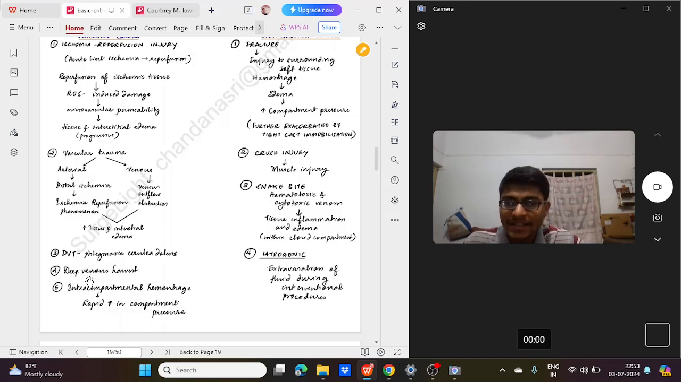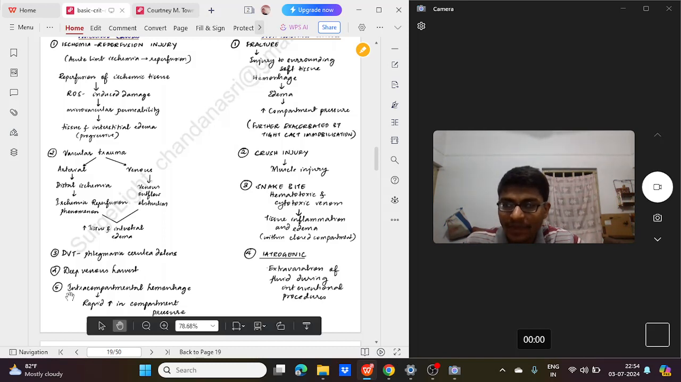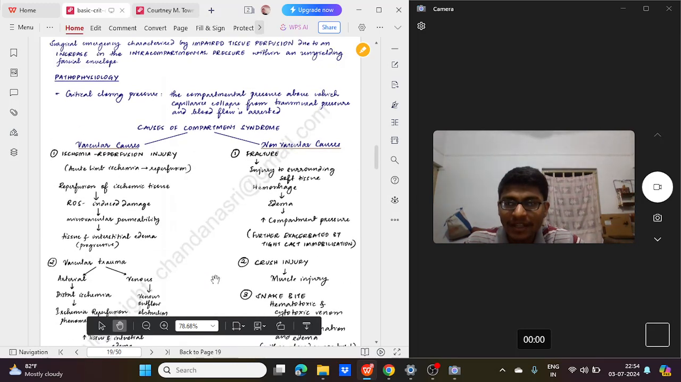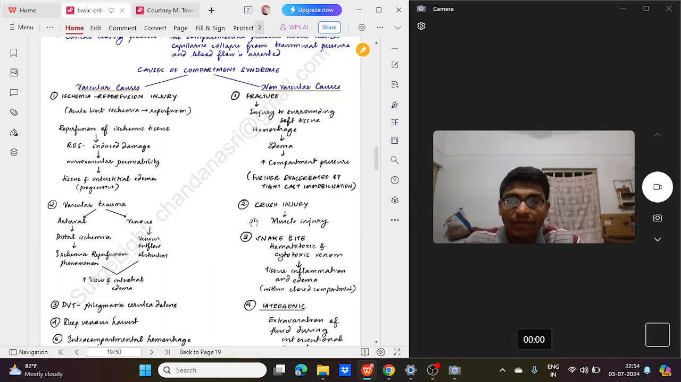Then deep venous harvest, that is when it is used for surgical purpose. Then intracompartmental hemorrhage, where there is intracompartmental pressure rise rapidly. So these are some of the vascular causes. Then we'll see the non-vascular causes. The first one and common one being fracture, resulting in injury to the surrounding soft tissue, hemorrhage, edema, and increased compartmental pressure. And if there is a thick, tight cast for immobilization, it causes further exacerbation of the condition.